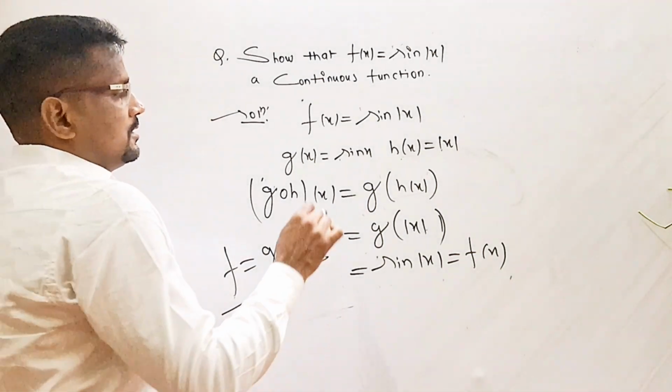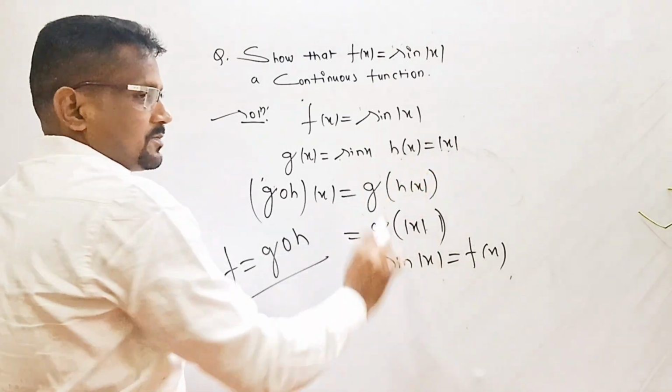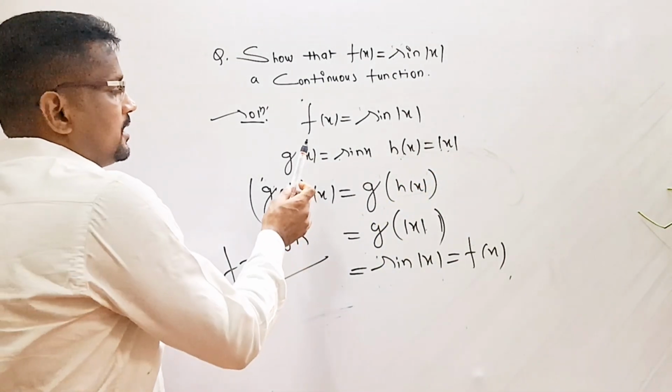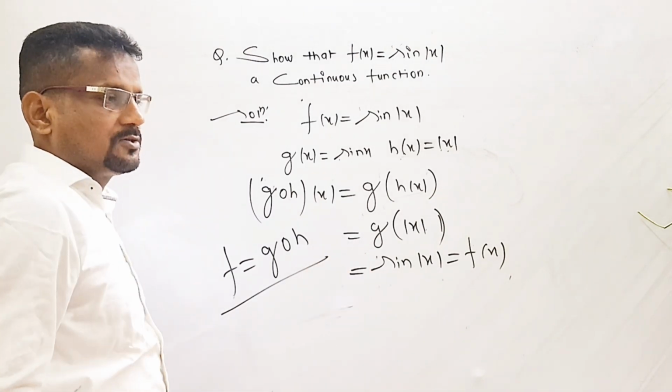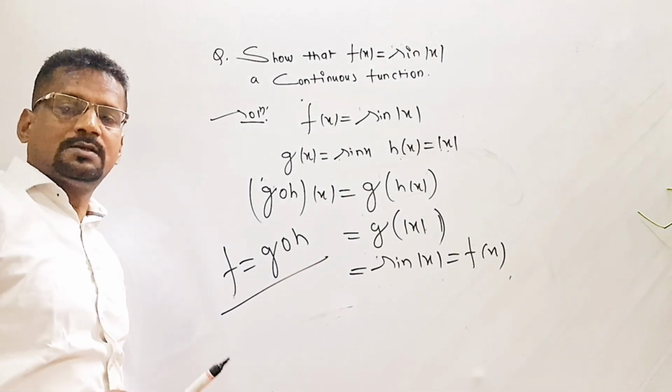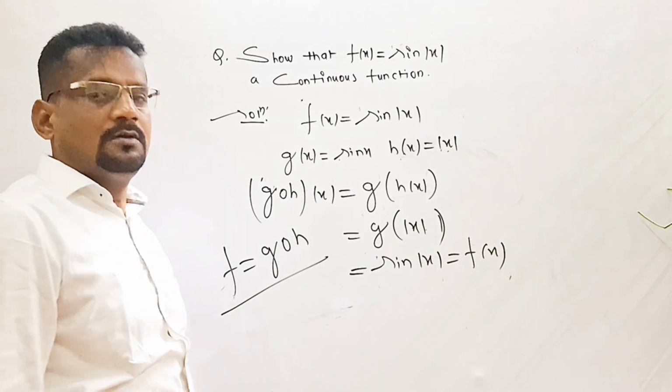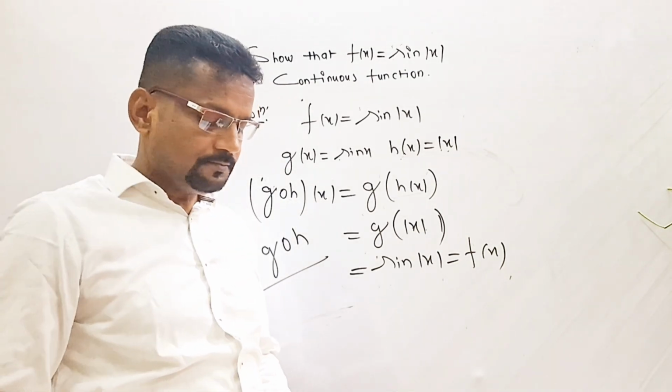Now see, h is what function? Modulus function, and modulus function is always continuous, and g is the sine function. As I told, it is also continuous. Composition of two continuous functions is also continuous, and f equals g composition h. That's why f is also a continuous function.